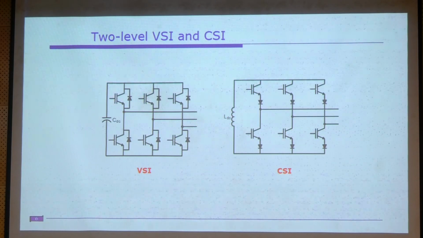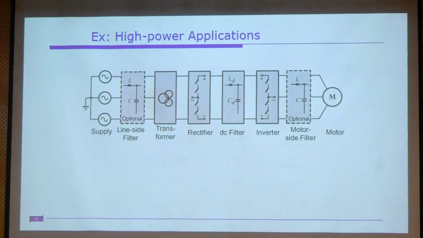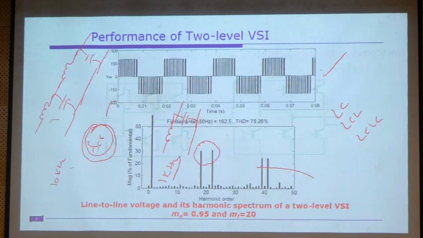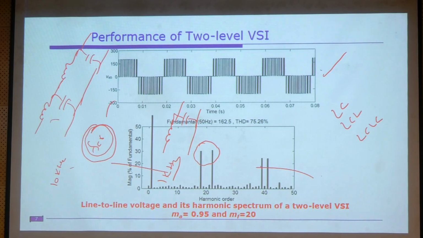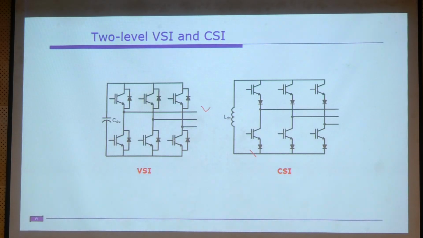Another point is how much DC link voltage is required. Let us assume that the motor capacity is 400 volts, which is the line voltage RMS value.